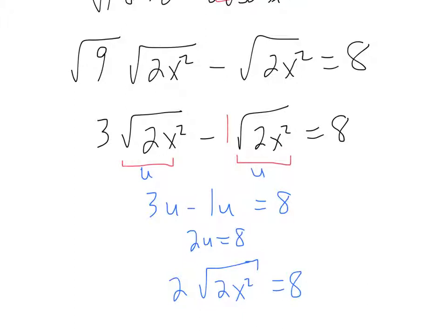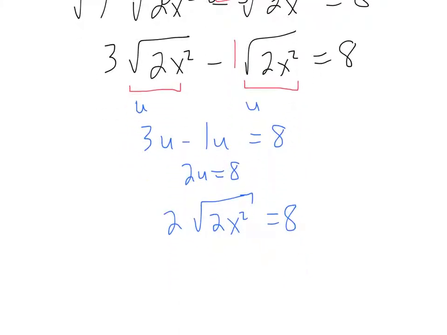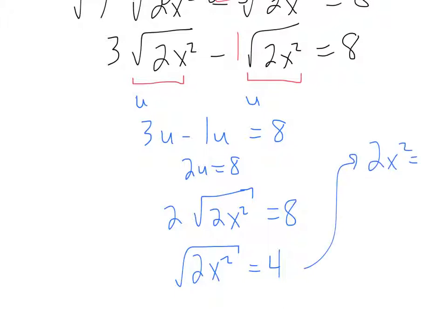Now, how do I get rid of the 2 out in front? Divide by 2. And then, and only then, has the radical become isolated. So divide both sides by 2, giving us a 4. Square both sides, making this 2x squared equals 16. Divide by 2 again, making x squared equal to 8, so x equals the square root of 8. Simplified? You should be able to do this in your head by now. Come on. 4 root 2.